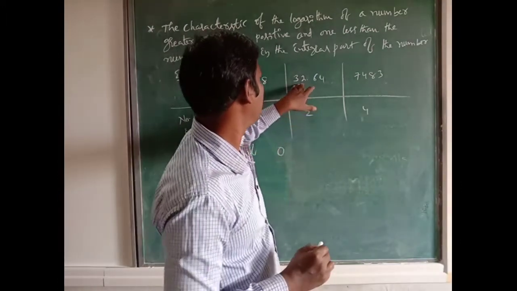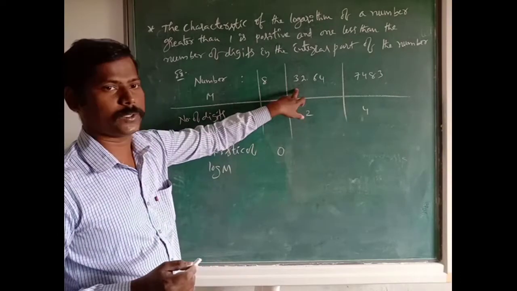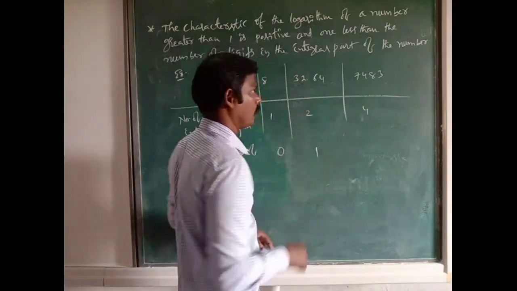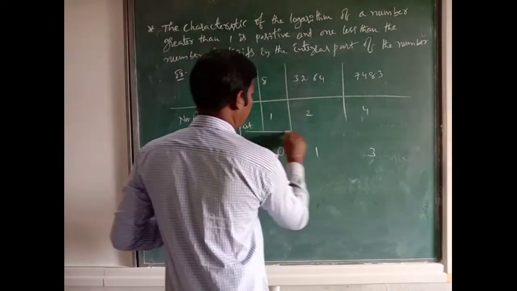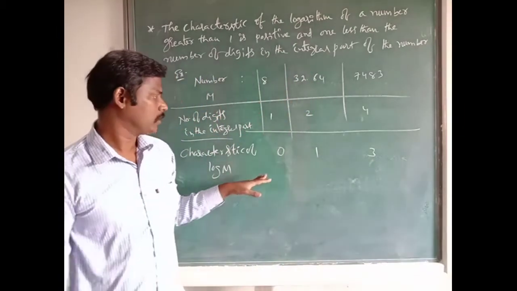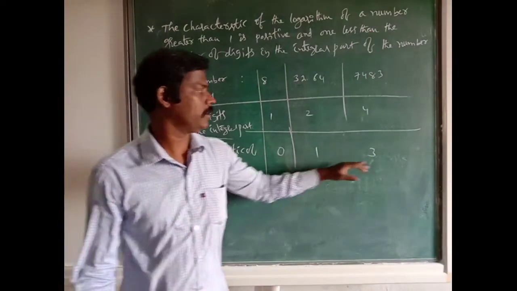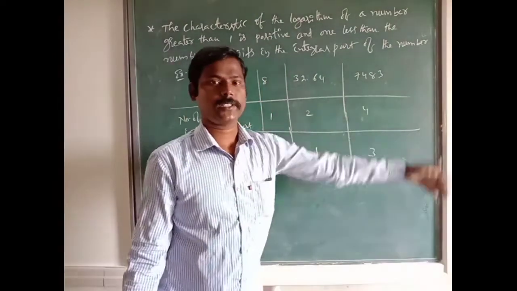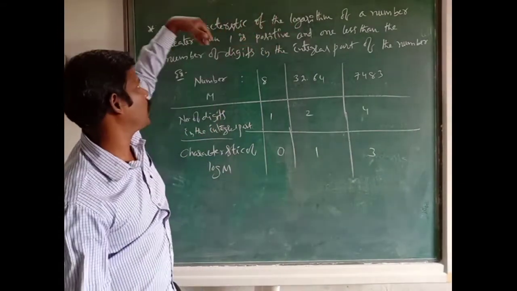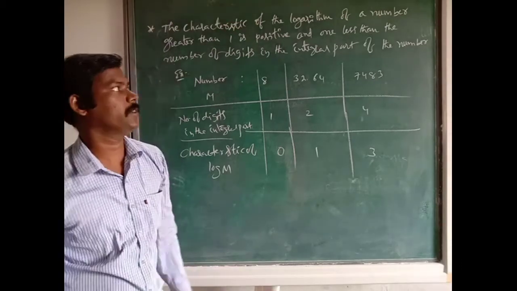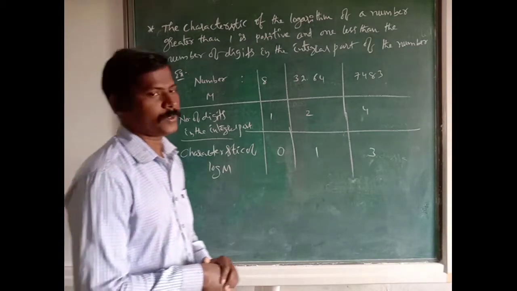Next, for 32, how many digits are there in the integral part? 2. 2 minus 1 is 1. Next, here how many digits are there? 4. 4 minus 1 is 3. This is the way to find the characteristic. Remember, 0 is neither positive nor negative; except 0, all the others are positive numbers: 1, 3, and so on. So this is the formula: the characteristic of the logarithm of a number greater than 1 is positive and 1 less than the number of digits in the integral part of the number.